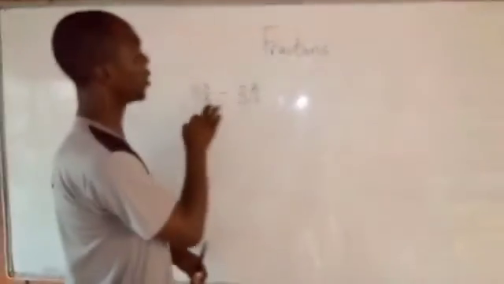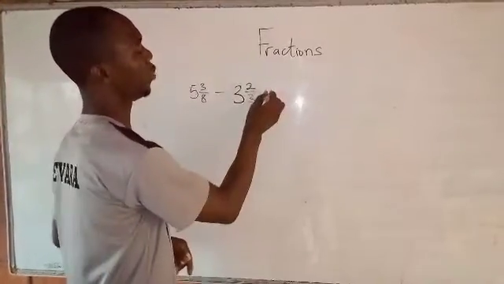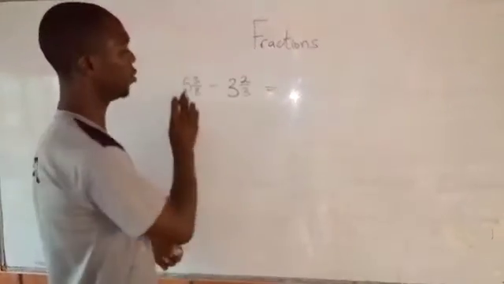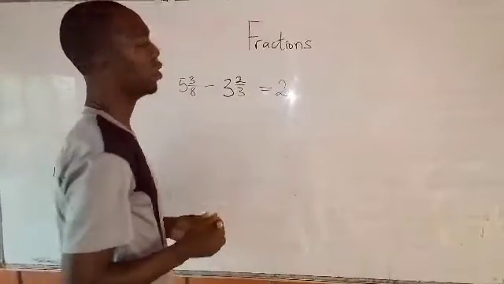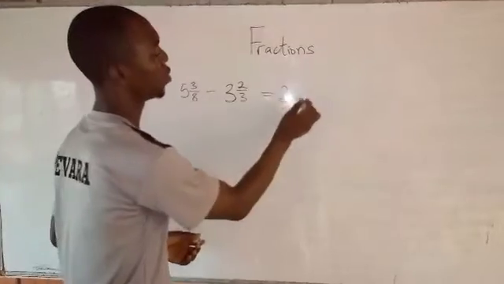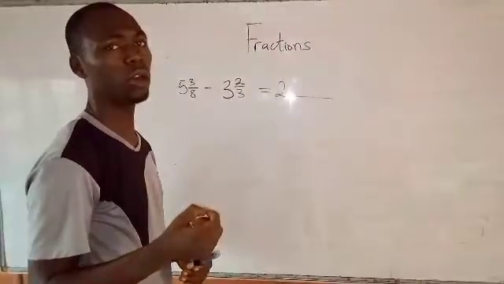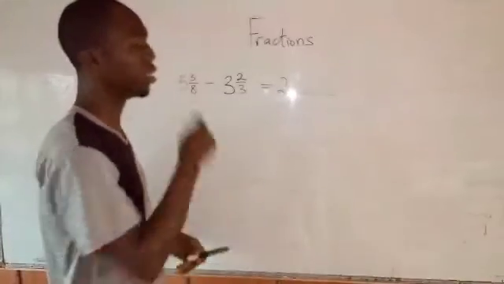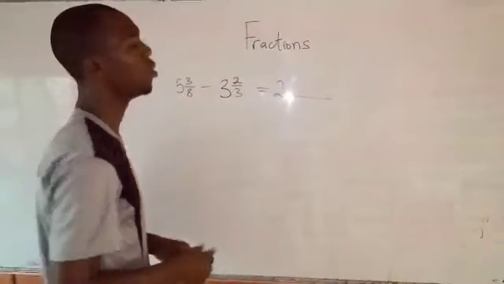Find 5 whole number 3/8 minus 3 whole number 2/3. As we did in the previous lesson, you simply say 5 minus 3, that is 2. Then you find the LCM of the denominators. LCM means the lowest common multiple of 8 and 3. That is the smallest number that 8 and 3 can divide, which is 24.